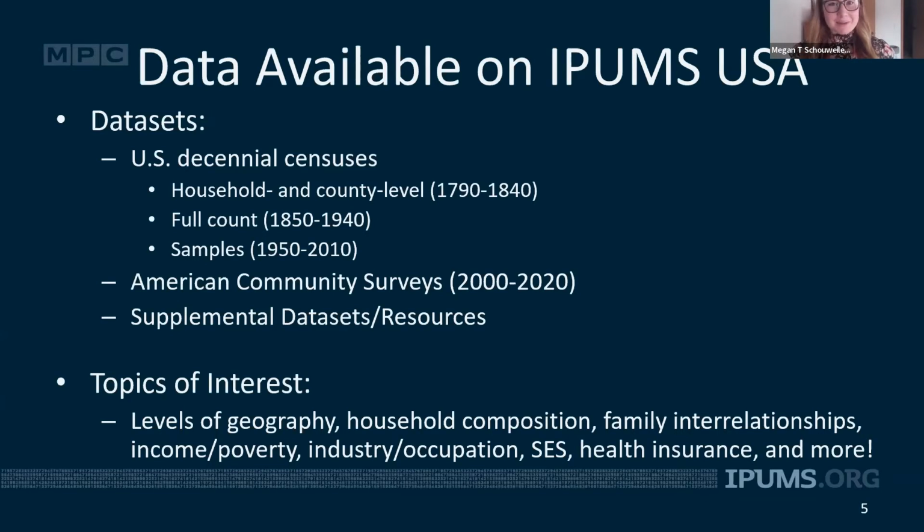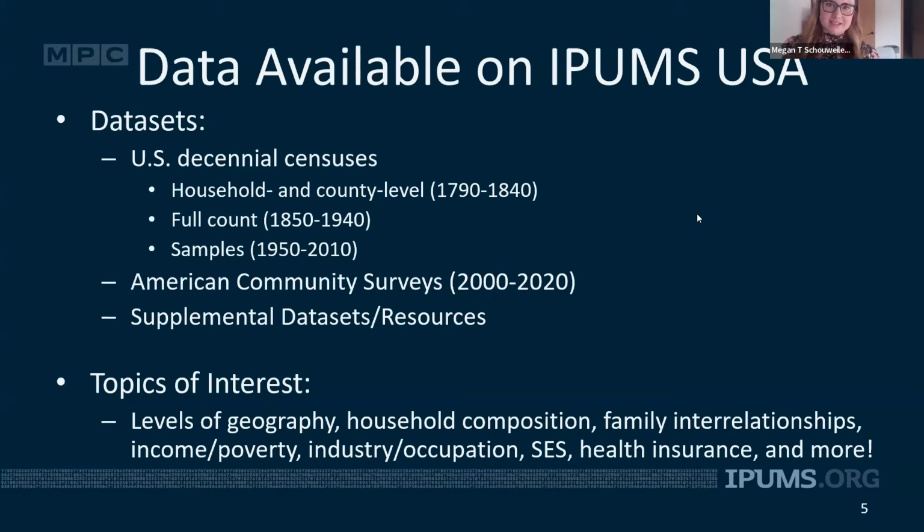But if anyone is keeping track, 2022 is the year that the 1950 full count census will be released to the public. So we all at IPUMS are very eager to start working on that to make that available to our users. We also offer American Community Survey data from 2000 through 2020. Keep an eye out for the 2025 year ACS sample to be released in the next month or so on the IPUMS USA website. And we also have other supplemental data sets and resources available on our website. So we highly encourage that you check those out.